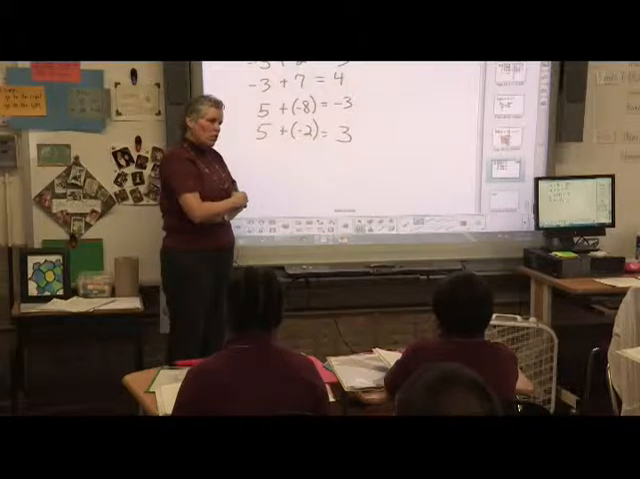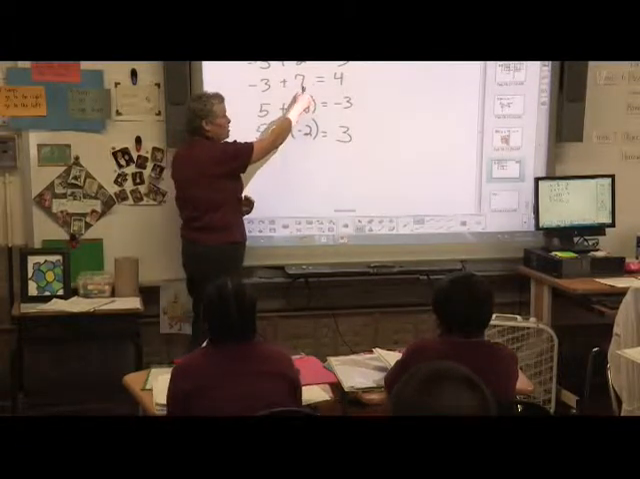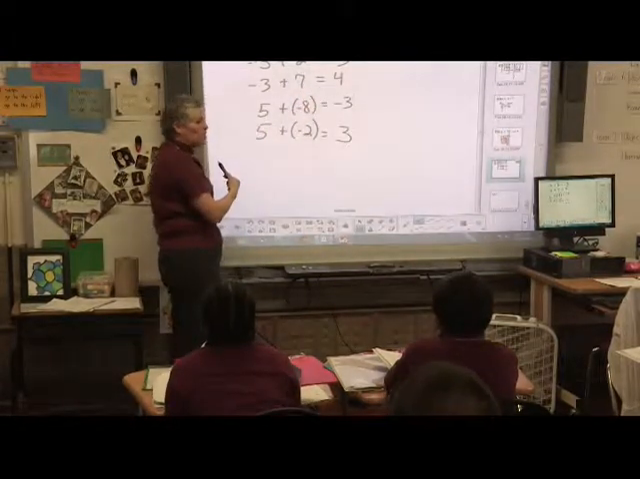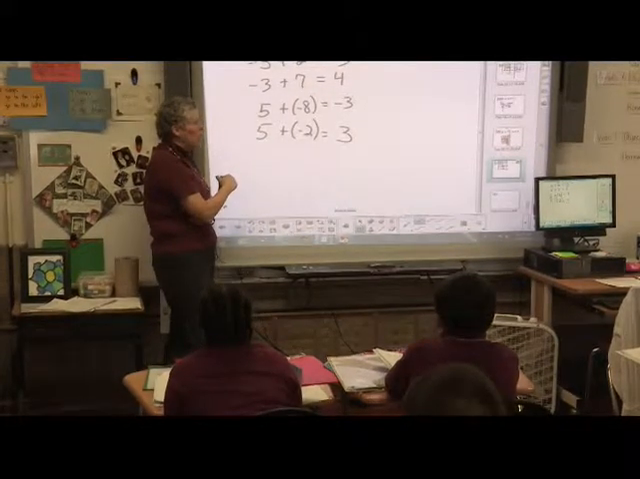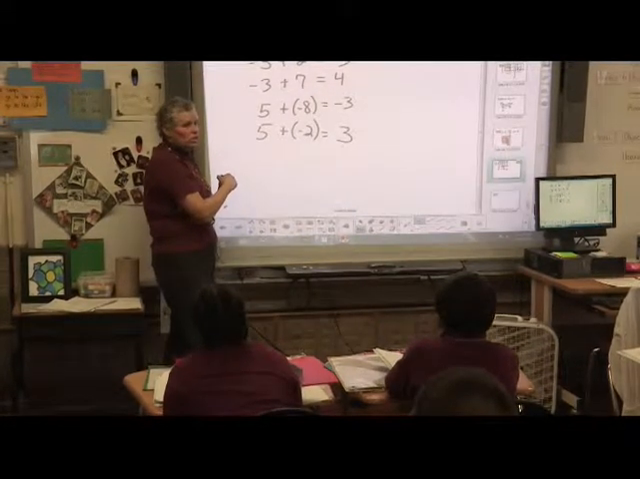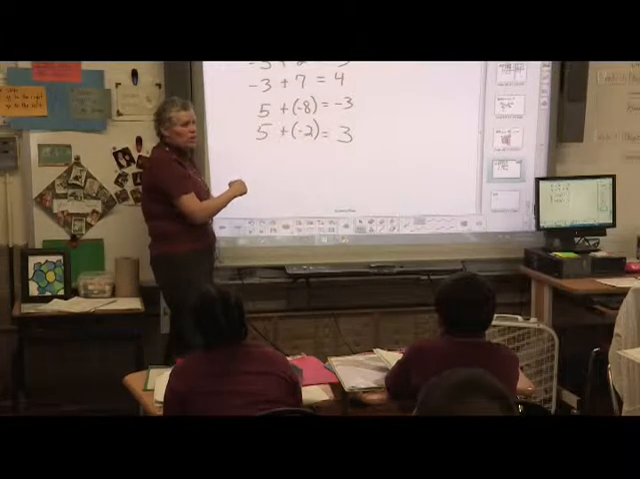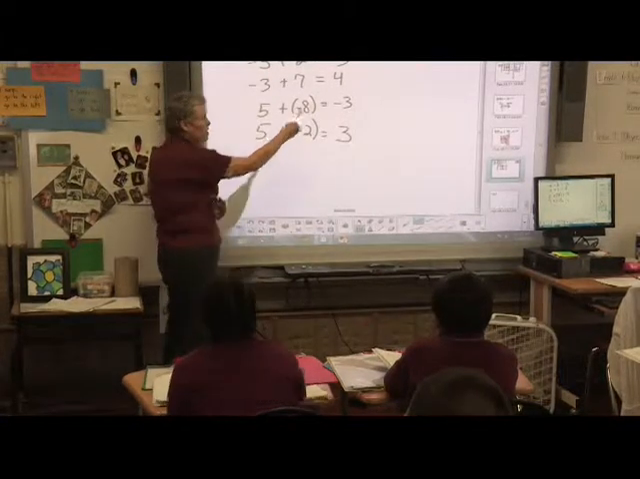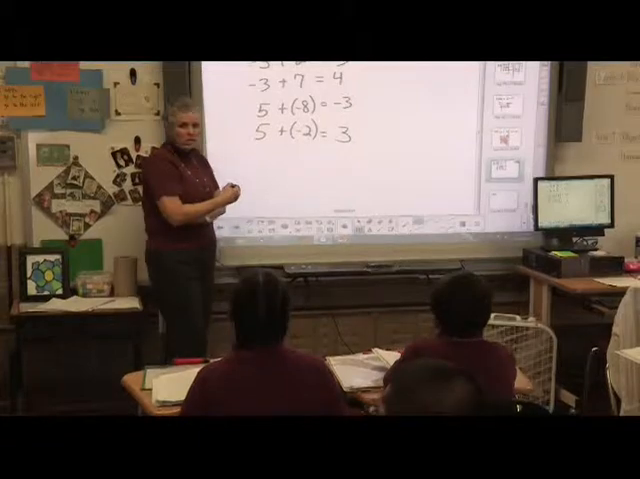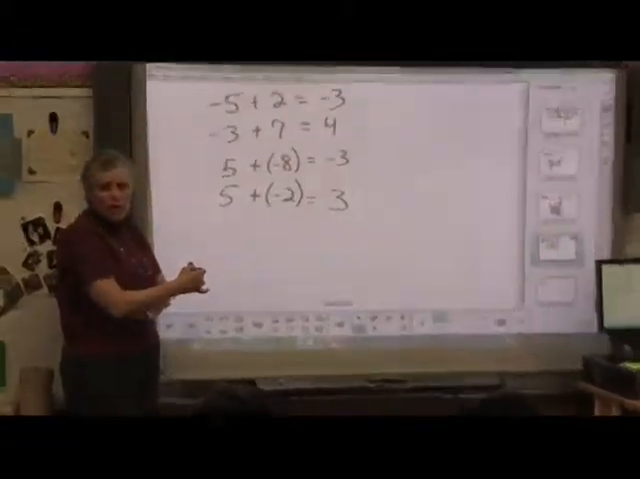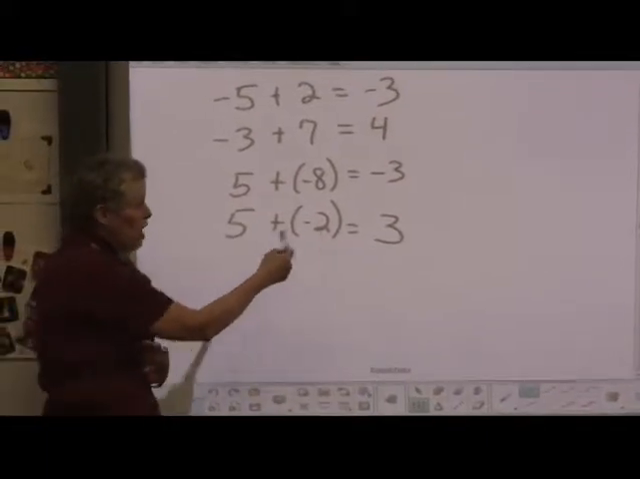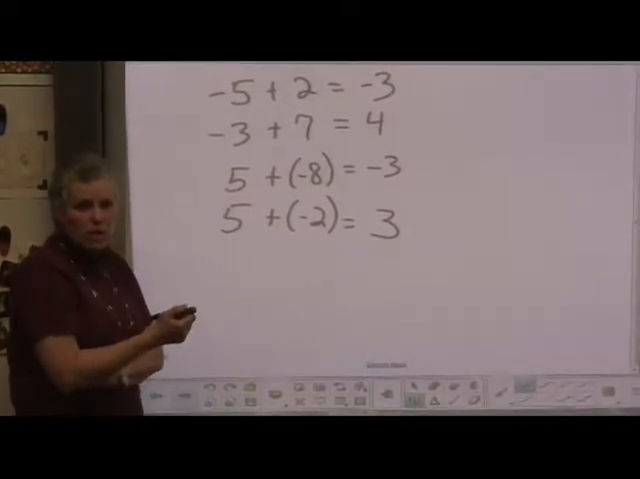Please don't answer for another student. And 7 is positive, so my answer ends up being positive. Alex, in 5 and negative 8, which one has the higher absolute value, meaning which one is further away from 0? Negative 8, so my answer ends up being negative. Xavier, in 5 and negative 2, which one has the higher absolute value? 5, which is positive, and that's why my answer ends up being positive.